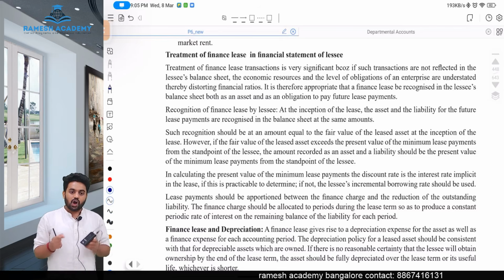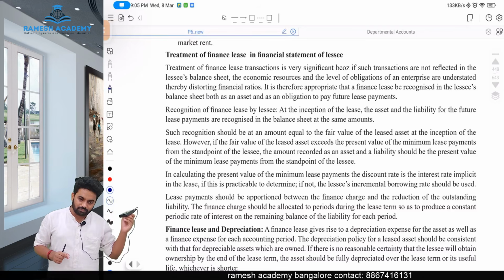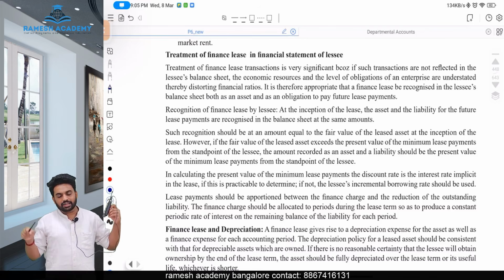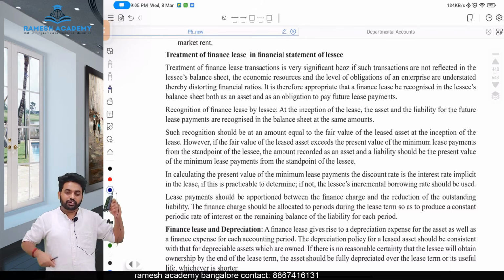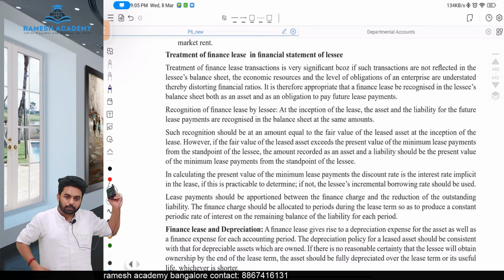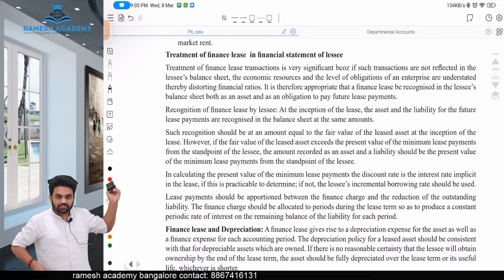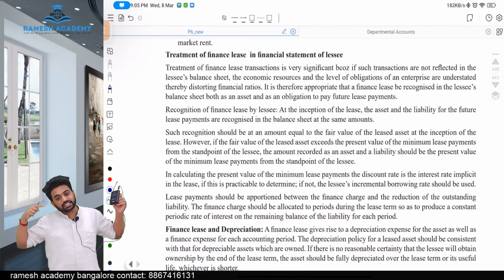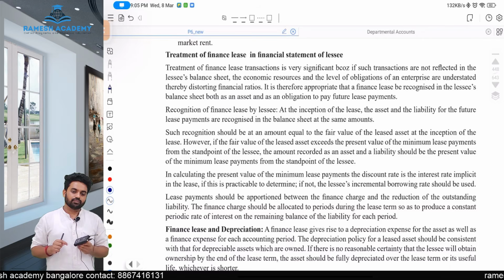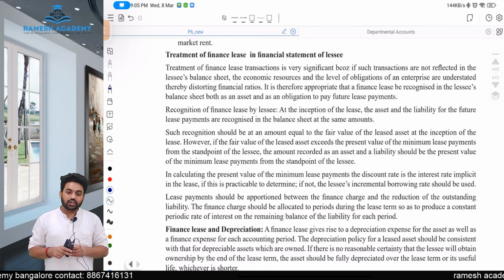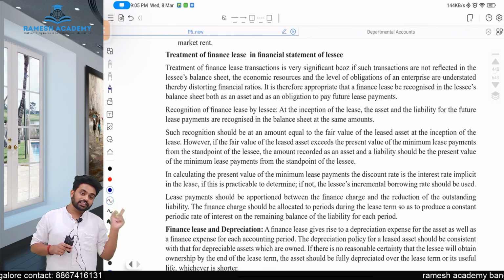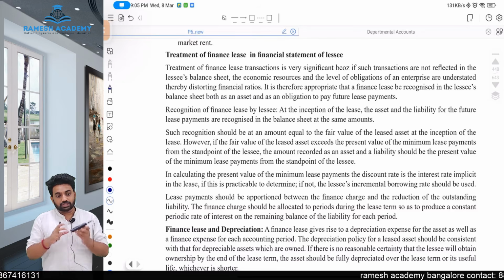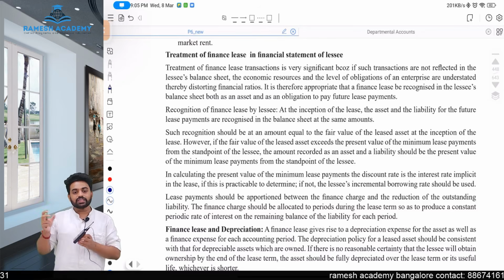Which means, although ownership is with the lessor, all the risk and reward is with the lessee. For name purpose, for legality purpose, lessor is the owner of the asset. But in an actual sense, practical sense, lessee is the owner of the asset. I repeat, for the legality purpose, lessor is the owner of the asset. But from a practical point of view, substance point of view, lessee is the owner of the asset.